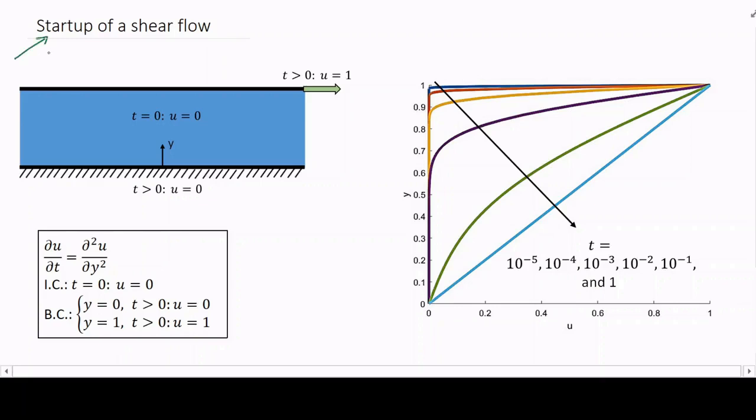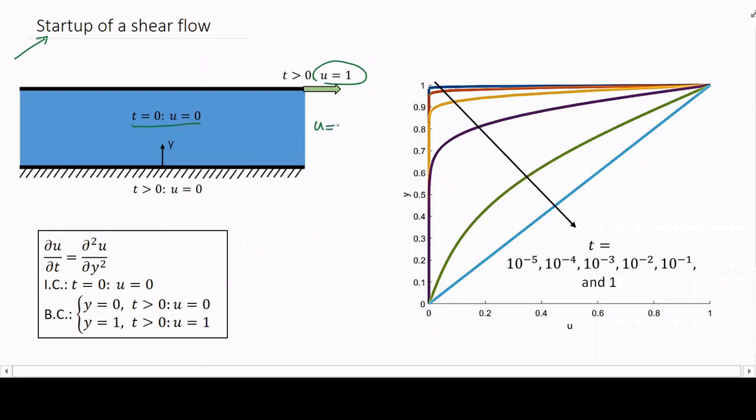One of the other problems that you will learn to solve in this course is the startup of a shear flow. And let me describe this problem first. Let's say we have a liquid film confined between two parallel plates, and the liquid is initially at rest, meaning that its speed is 0 everywhere, and at some point all of a sudden you start moving the upper plate to the right hand side at a given speed like u equals 1, and we want to see how the liquid flows over time, and we want to find its speed basically.